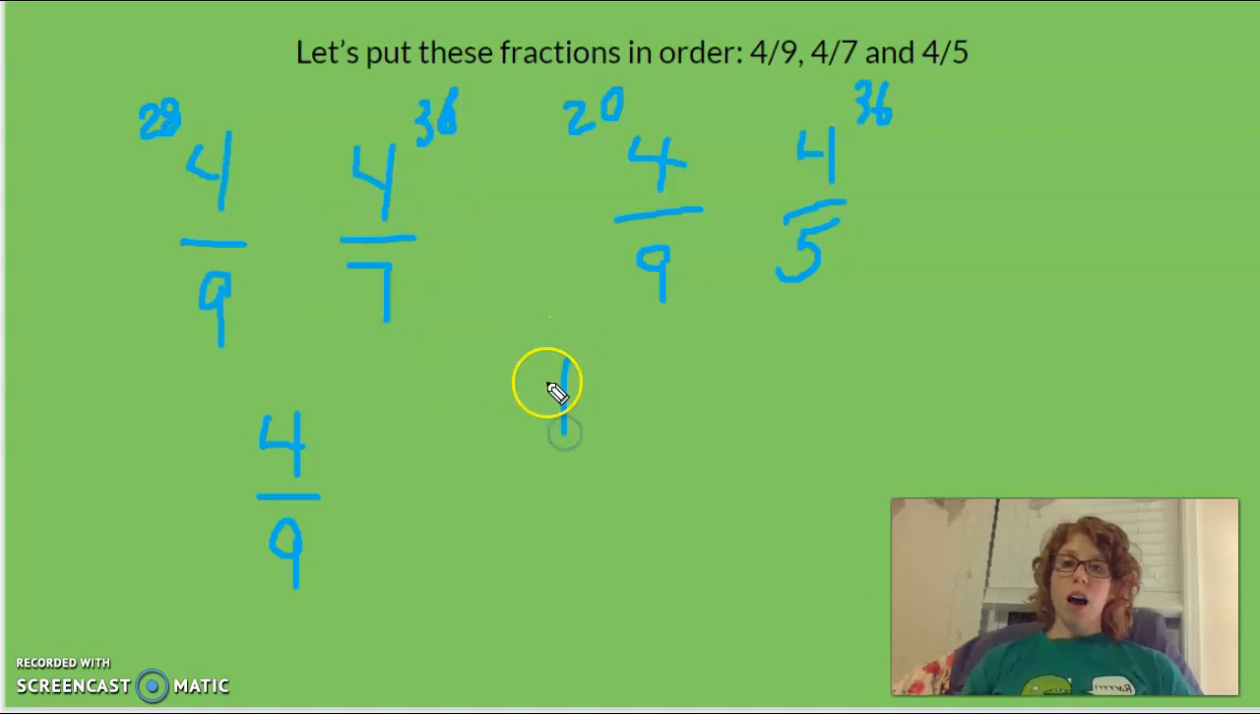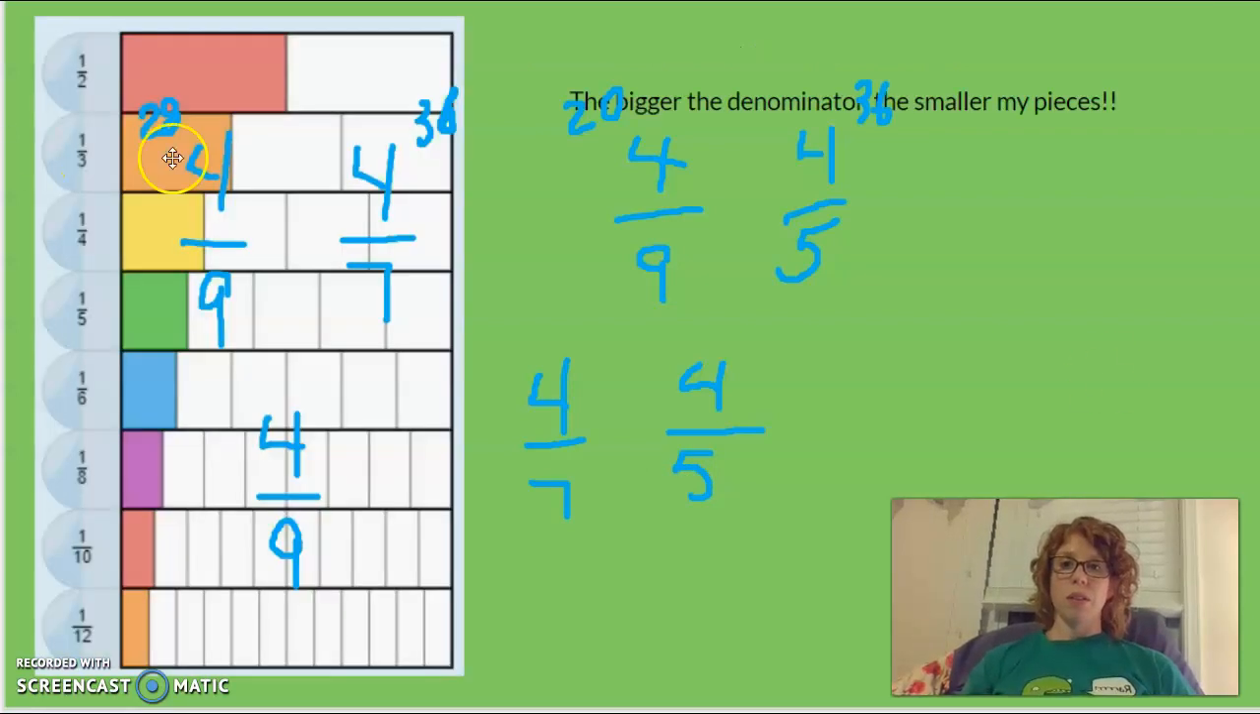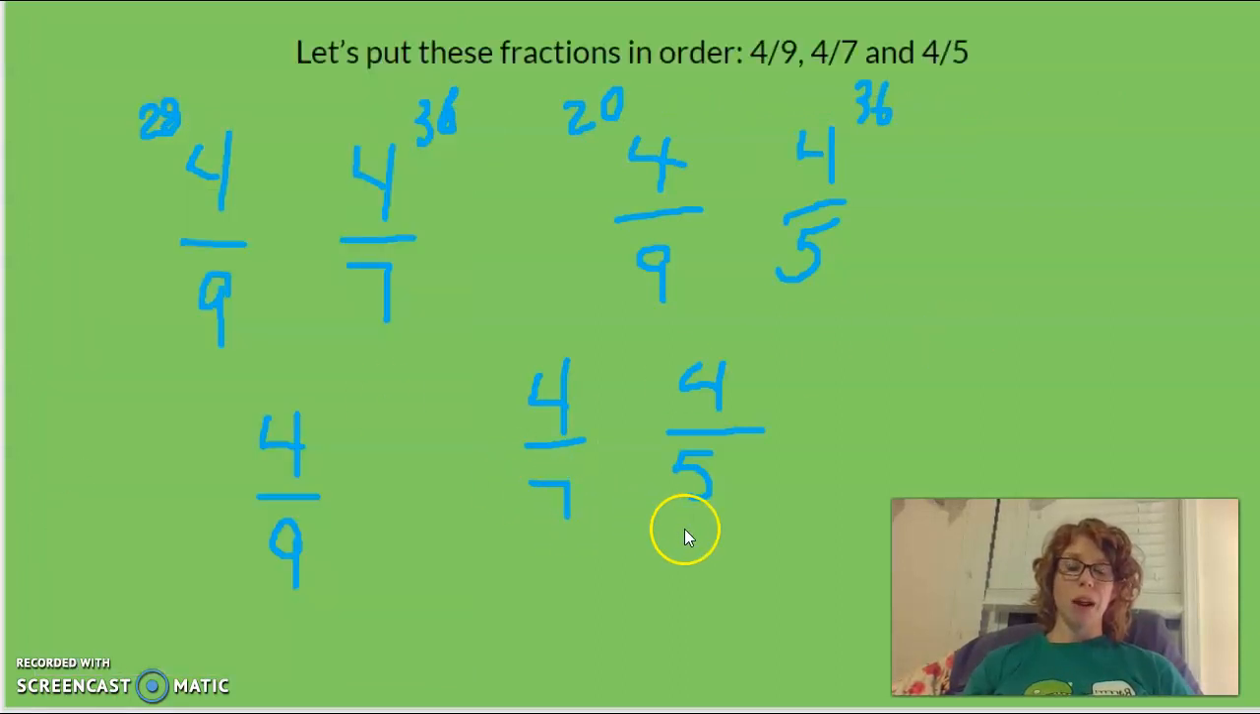Well, I will do fraction soldiers just to double check my work, but I can also realize that when my numerators are the same and I'm comparing the denominators, what did we decide a few slides ago? Let's go back to it and double check what we wrote down. That the bigger the denominator, the smaller my piece. The bigger the denominator, the smaller my piece. So my fraction soldiers will show me that 4/7 will be smaller than 4/5. And let me double check and see.